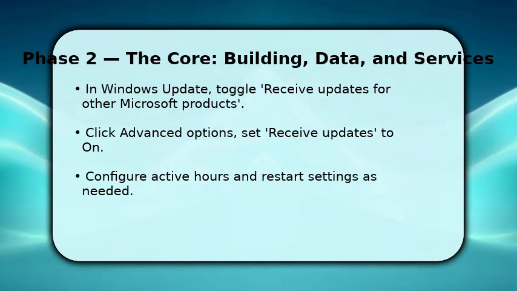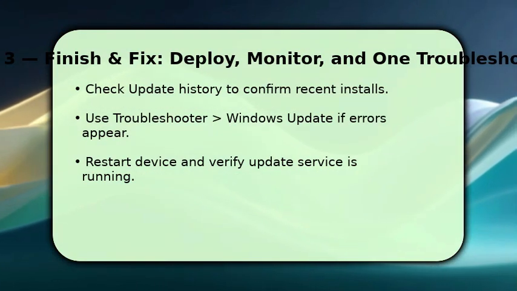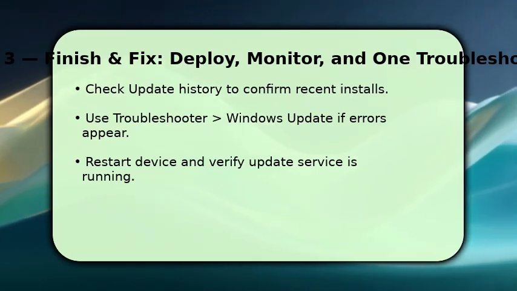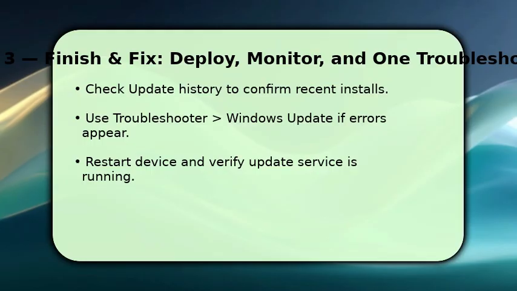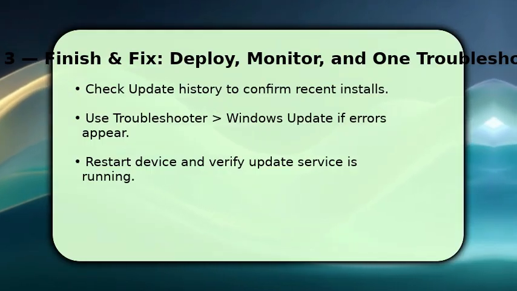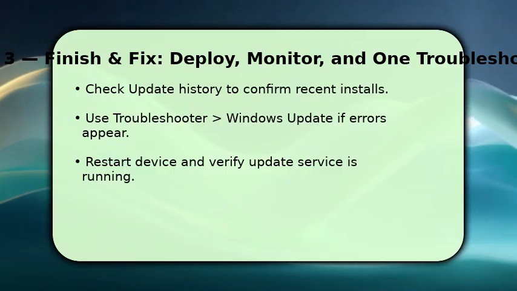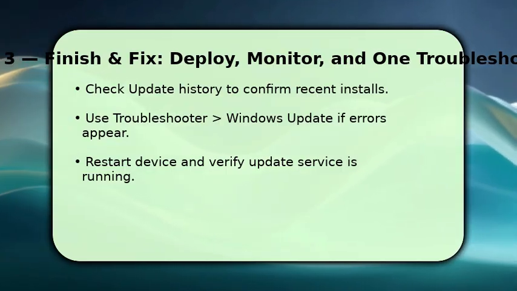Finally, confirm settings by checking update history to verify recent installs and status. If updates fail, run Settings, System, Troubleshoot, Other troubleshooters, and run Windows Update Troubleshooter. It fixes common issues like corrupted caches.